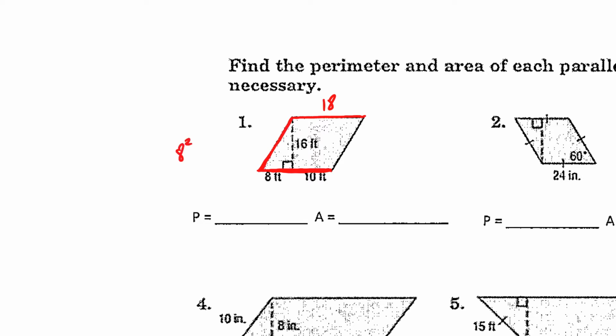Pythagorean theorem. So I've got 8 squared plus 16 squared equals x squared. So, 64 plus 256 equals x squared. 64 plus 256 is 320. Equals x squared. Take the square root of both sides. Okay, we're going to go ahead and round it, say 17.9.